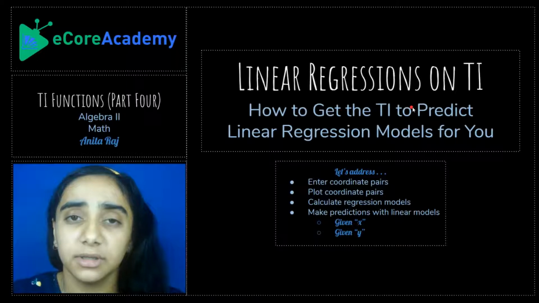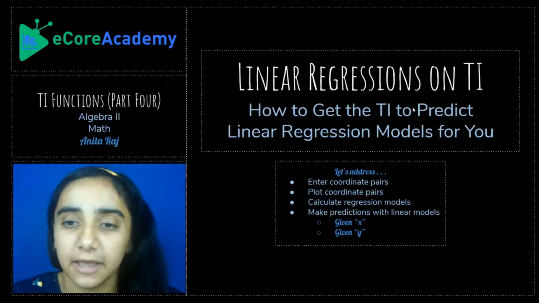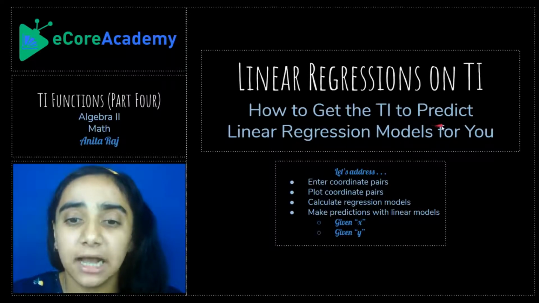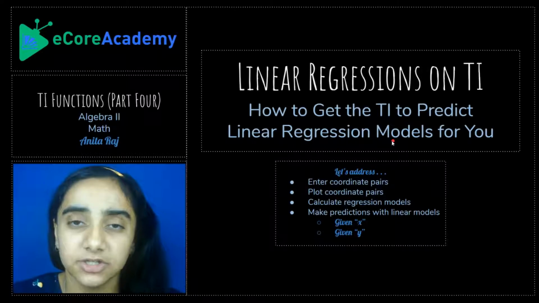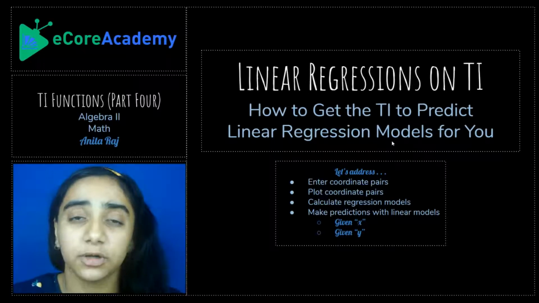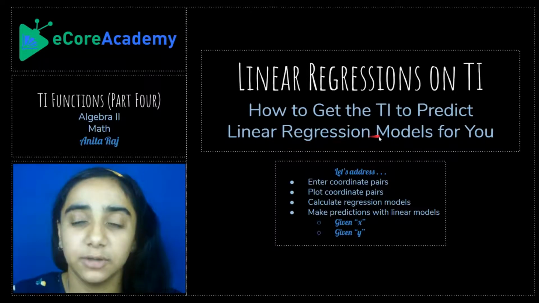Like I said, I will try to implement the TI calculator into every single lesson we do as much as I can. So that's how we're going to be implementing it with the linear regression. We're going to get the TI to predict linear regression models for you. So if you're given a set of coordinates and it doesn't form a perfect linear equation, we're going to put them into the calculator and have the calculator give you the best prediction of a linear equation, or a line that runs through them. Like I said before, we're going to be doing a kind of line of best fit. So which line best describes these points? That's what we're going to be doing today.